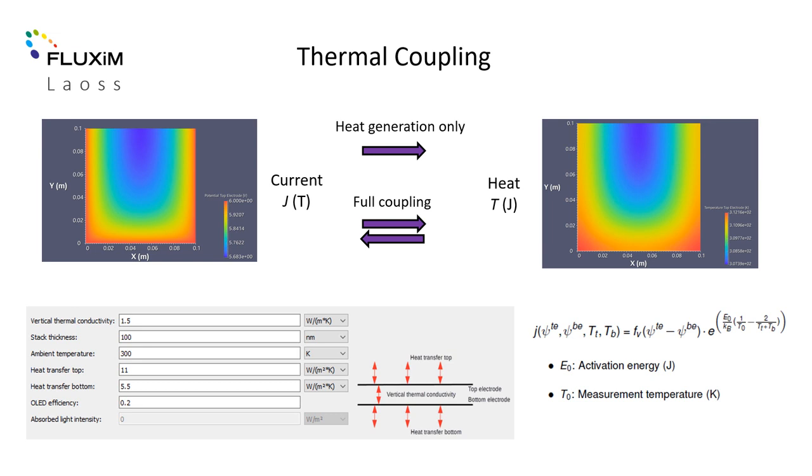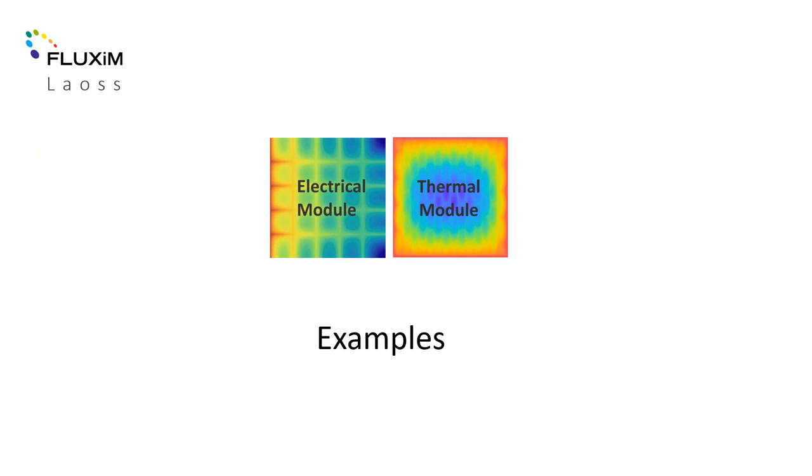When using the thermal module in Laoss, the user also has to set some more parameters which define the heat flow within an electrode or the transfer with the medium above and below the electrodes. These are typically well-known material parameters and can be looked up in literature. Let's now have a look at application examples that demonstrate the options of the electrothermal simulations in Laoss.